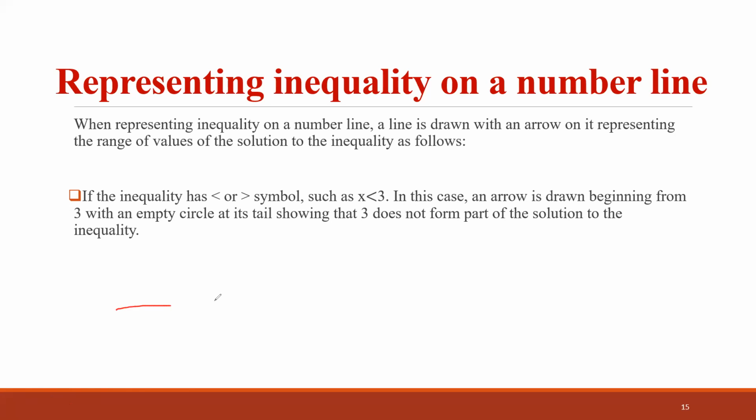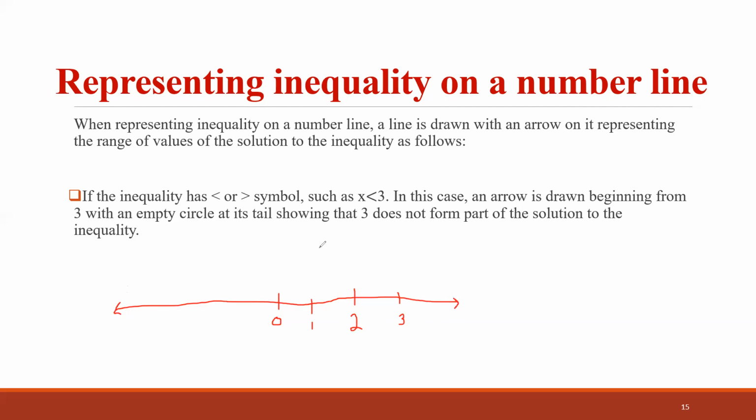If I have this number line, I hope you can see the screen. Yes, we can see. Okay. So this is 1, this is 2, and this is 3. These arrows show that the numbers go up to infinity.